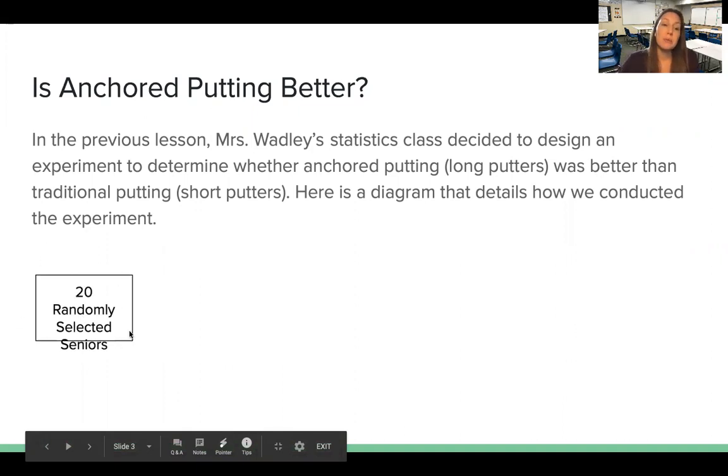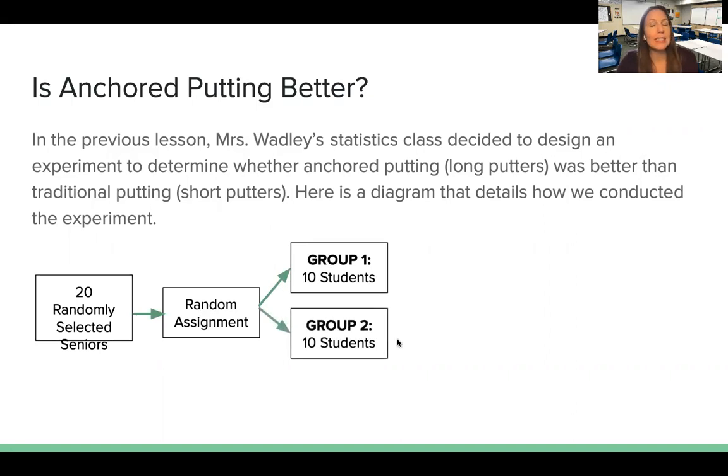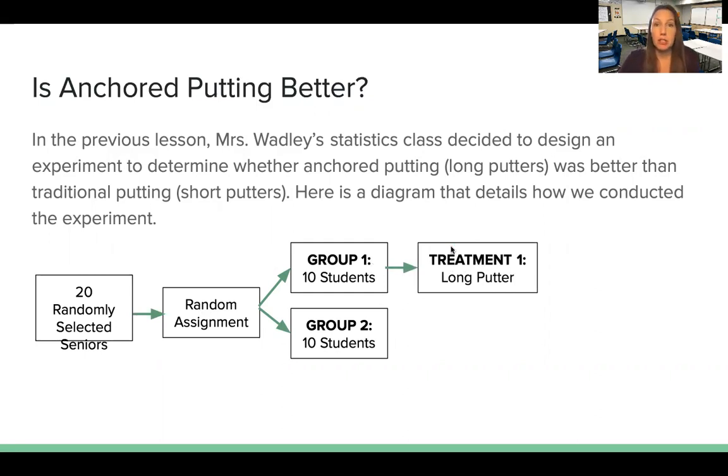We had 20 randomly selected seniors from our population of seniors at Burroughs High School, and we randomly assigned them to two groups. We either used a random number generator or slips of paper to split these seniors into two groups. The first group contained 10 seniors. The second group contained 10 seniors. We assigned the first treatment to the first group, which was using a long putter. The second treatment went to the second group, and they used a short putter.